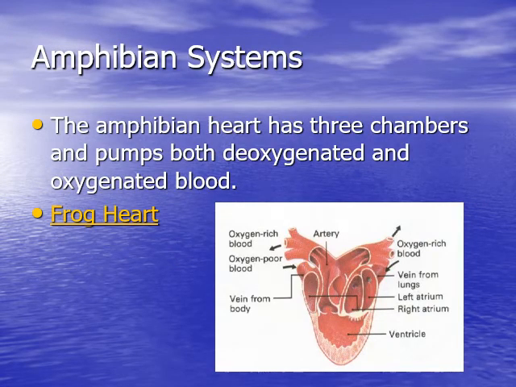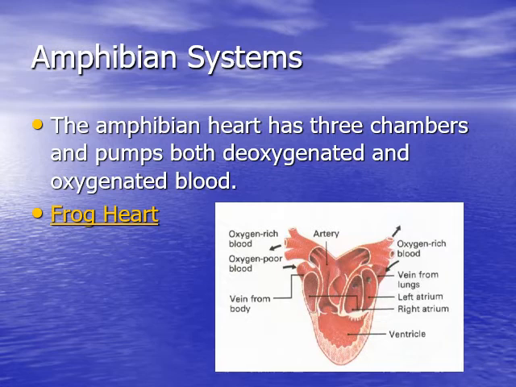So the amphibian heart has three chambers and pumps both deoxygenated and oxygenated blood. So there are some similarities here, just like we have veins that carry deoxygenated blood back to our heart, and we have arteries that pump the oxygenated blood away from our heart. Frogs do the same thing. However, the frog heart and the amphibian heart in general has three chambers. So the human heart actually has four. This allows our heart to pump a little bit more efficiently.